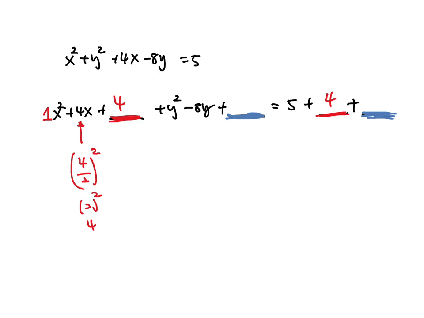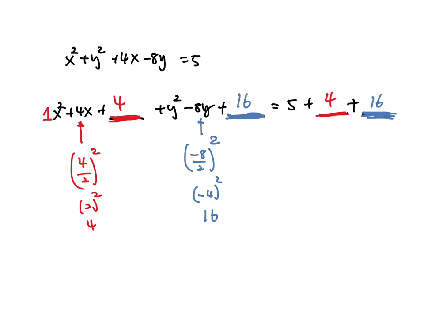Don't forget. Okay? Alright. Same thing for the y's. I'm going to take half of negative 8 and then square it, and that's what I'm going to add to the other side. So this is negative 4 squared, which is 16. So I have to add 16 to here and here.